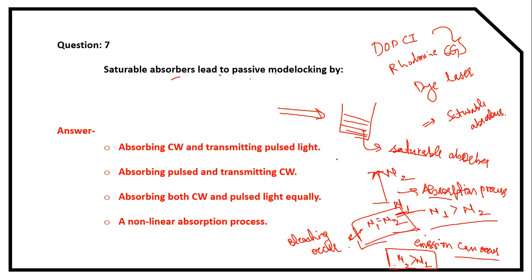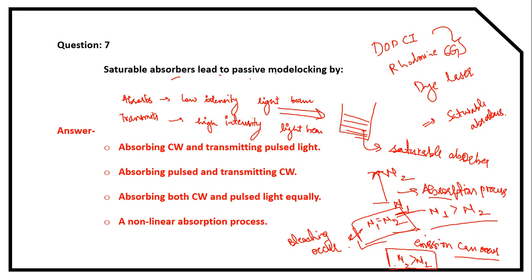Basically this saturable absorber absorbs the low intensity light beam and transmits only the high intensity light beam. Got it?